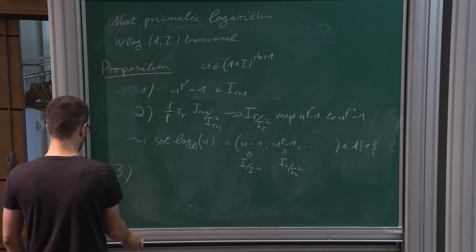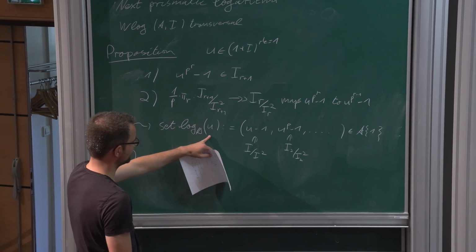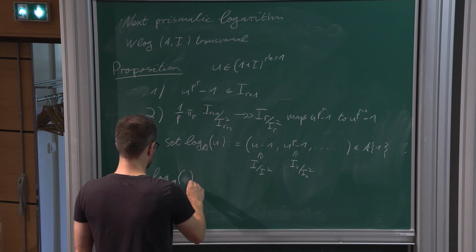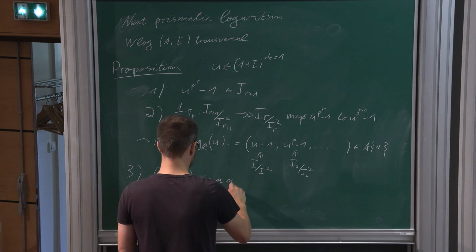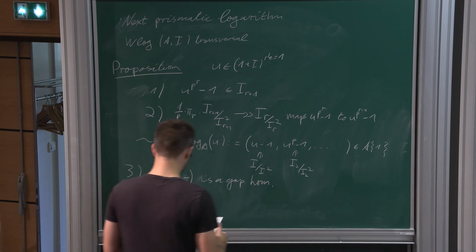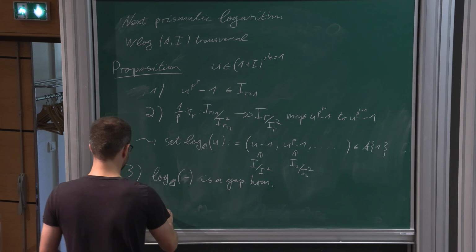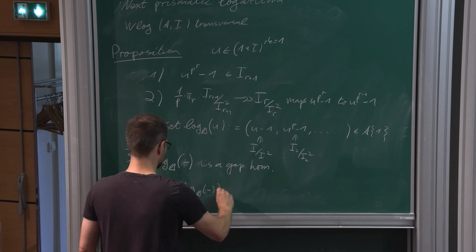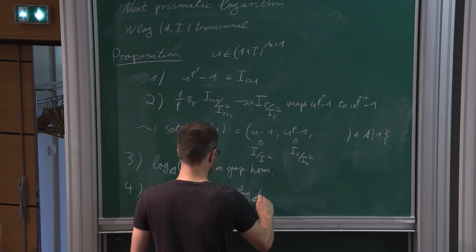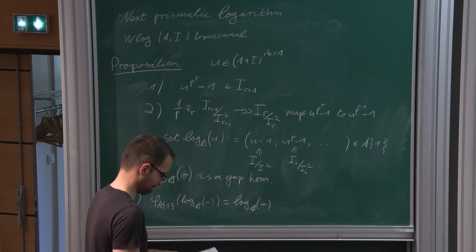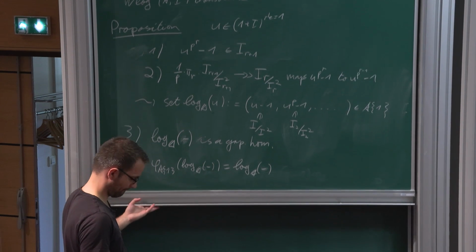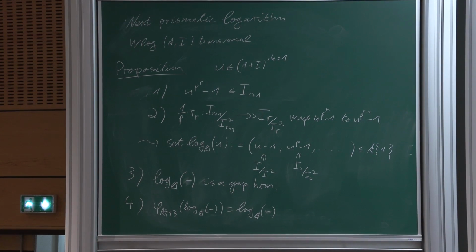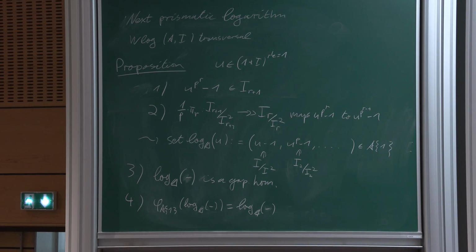And then, of course, now all this stuff has become very concrete, and so therefore it's easy to see also that the prismatic logarithm is a group homomorphism, and also that the Frobenius fixes the prismatic logarithm. Okay, so let me prove these statements.